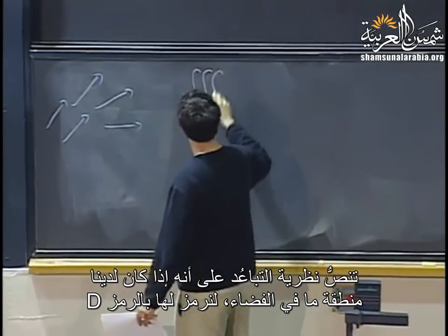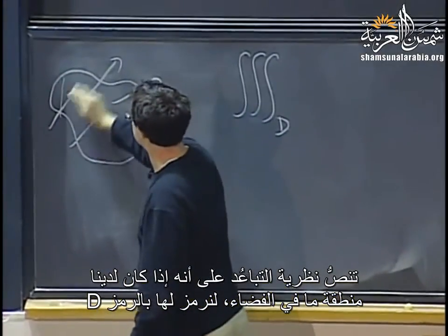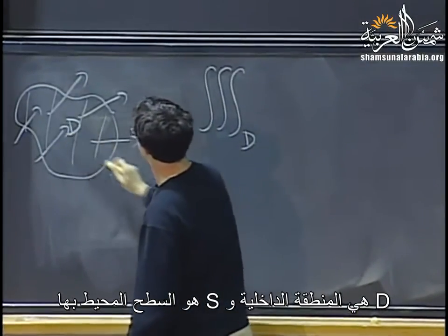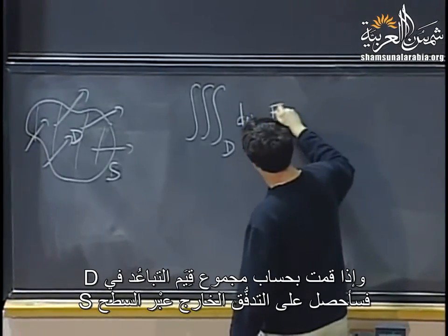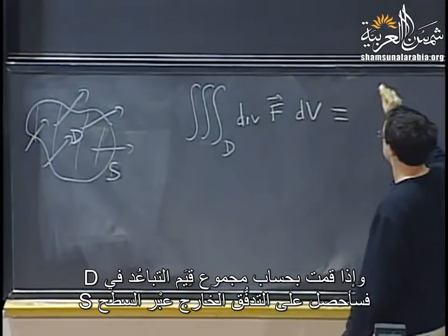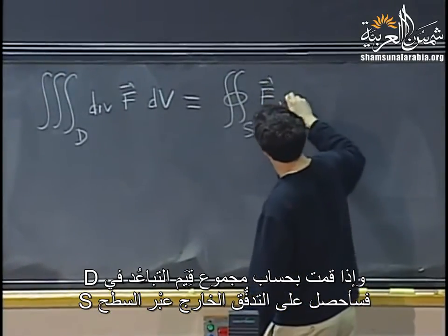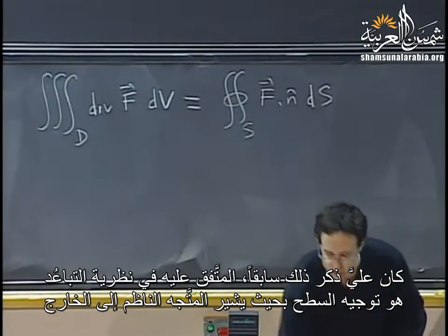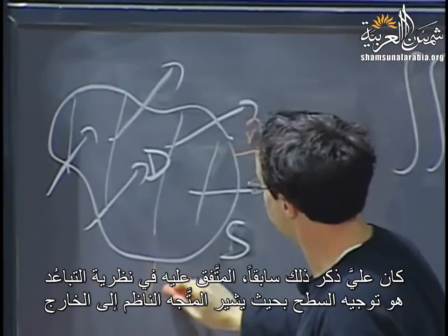It says that if I take a region in space, let's call it D. Sorry, D is the inside, and S is the surface around it. If I sum the divergence in D, then I'm going to get the flux going out through this surface S. I should have mentioned it earlier: the convention in the divergence theorem is that we orient the surface with a normal vector pointing always outward.